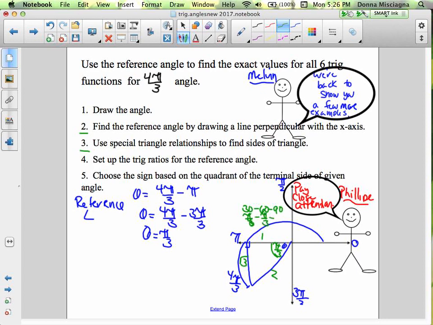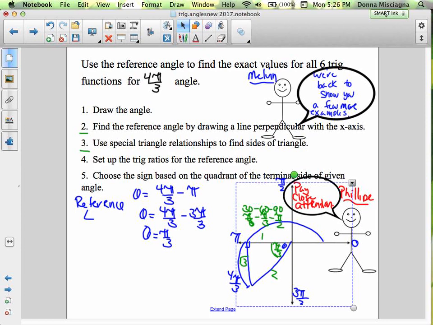Because 30 degrees, that's pi sixths, and 60 degrees, that's pi thirds, and 90 degrees is pi halves.